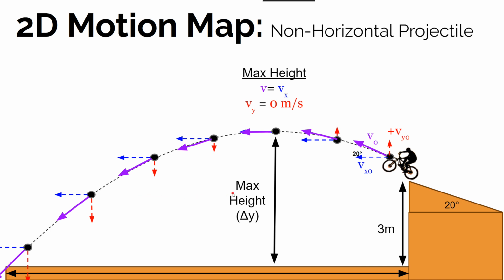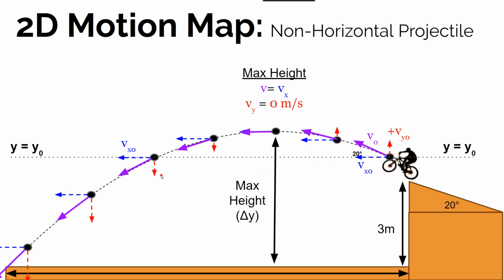Now, there's a special case that I want to talk about before we move on and try to solve this kind of problem quantitatively. It has to do with when the projectile or the object reaches the same height it was launched from. So this dot right here is at the same vertical position as its initial vertical position. And if we look at the components of the velocity, we know the horizontal component has to be the same as the initial horizontal component of the velocity.